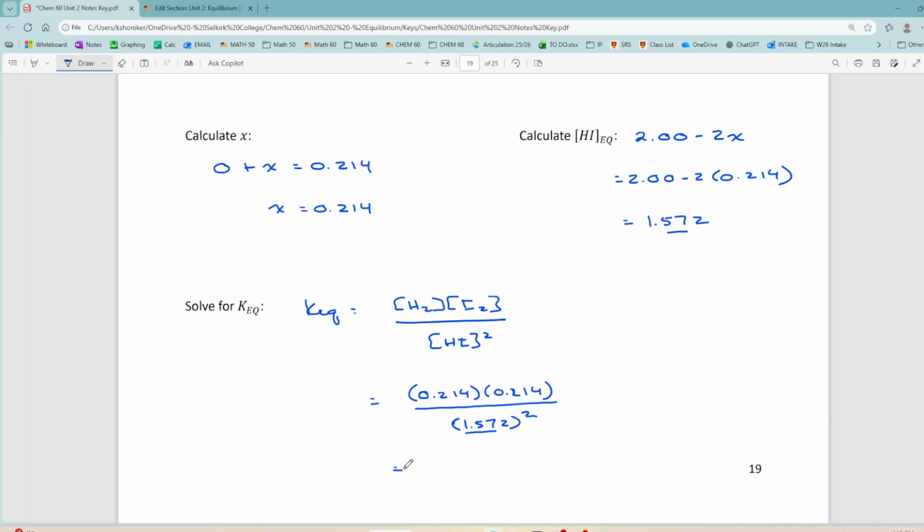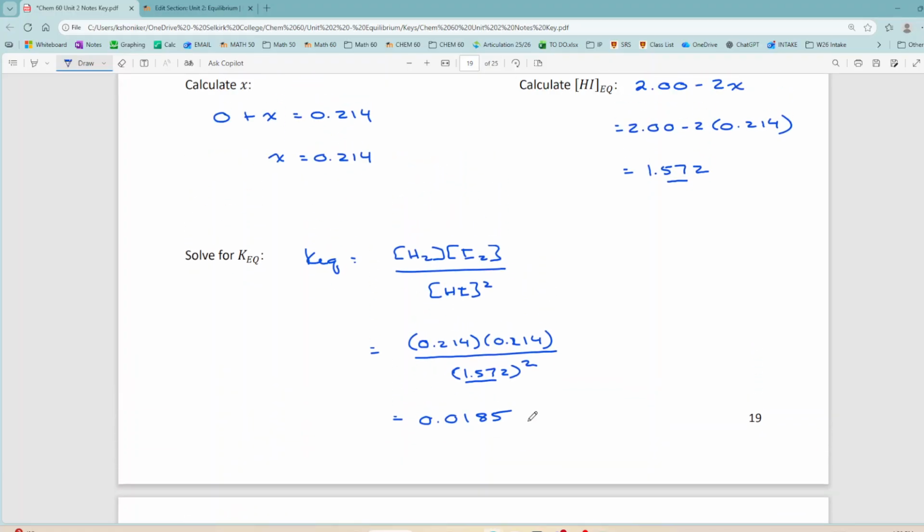So plugging into my calculator, 0.214 times 0.214, divided by 1.572 squared equals 0.0185 to 3 sig figs. So this reaction has not happened to a relatively far extent because my reactants are so much greater than my products, and my KEQ is tiny. All right, hopefully that feels good, and then we'll start type 4.